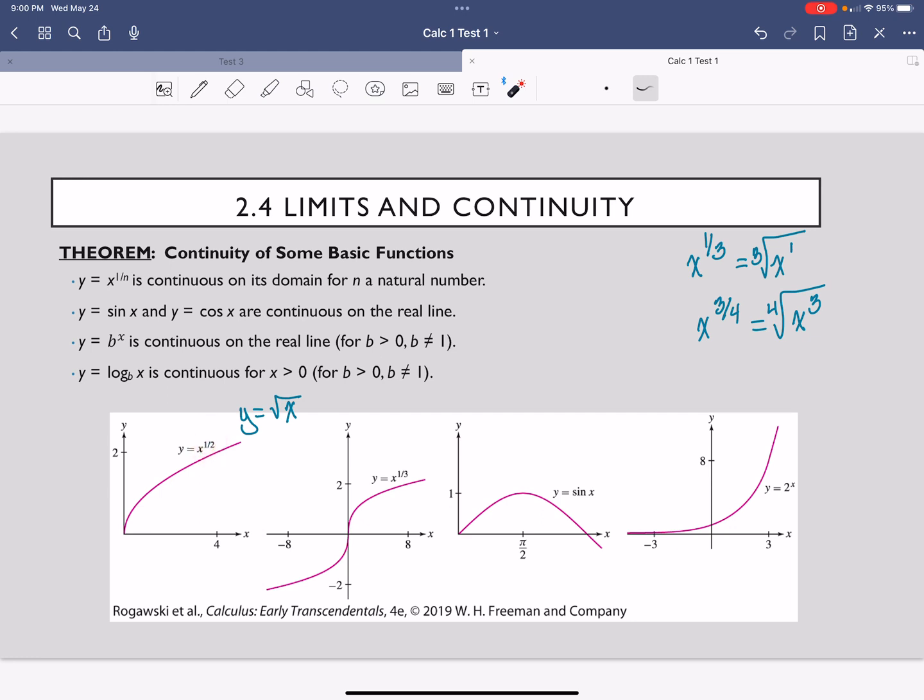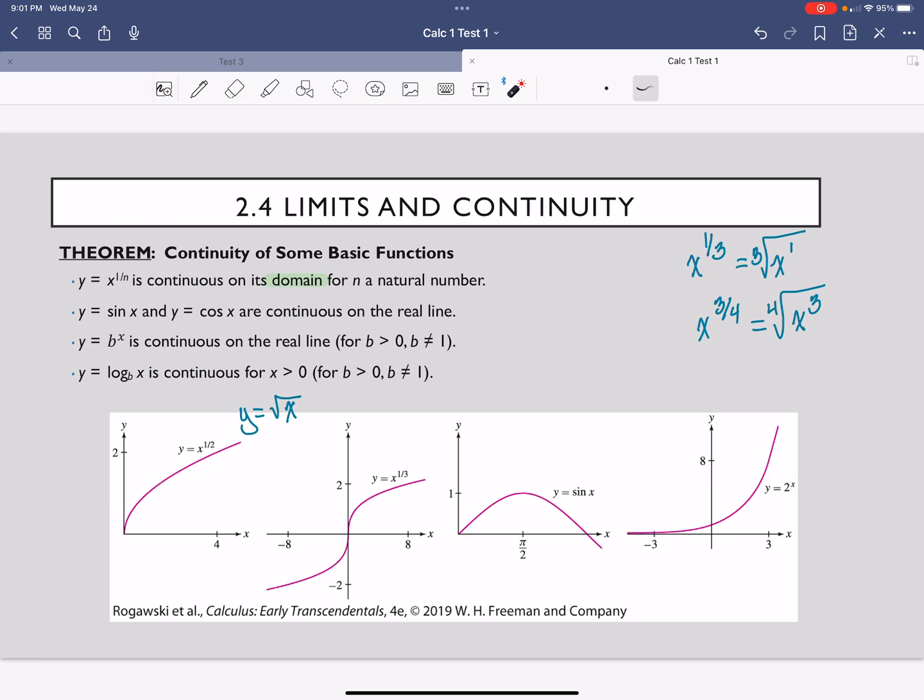Okay, now we know that anytime we've got an even index, an even number down here, we cannot have any negative numbers inside that radical, because we're no longer in the real category of numbers. So if you were to graph y equals the square root of x, this is the graph that we would look at right here. So this is continuous on its domain. That's the key word right there. That's continuous on its domain.